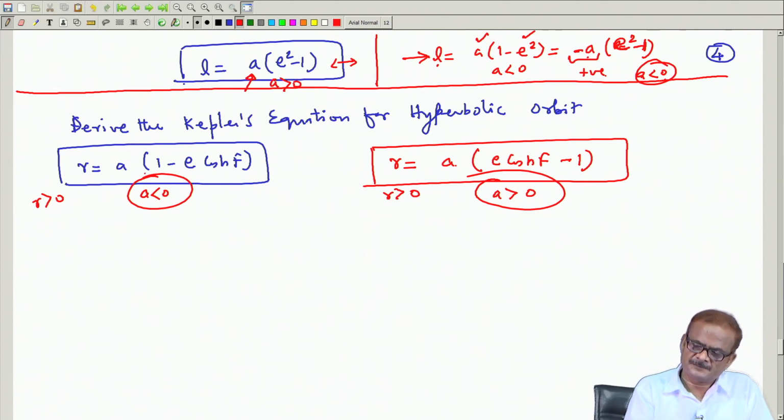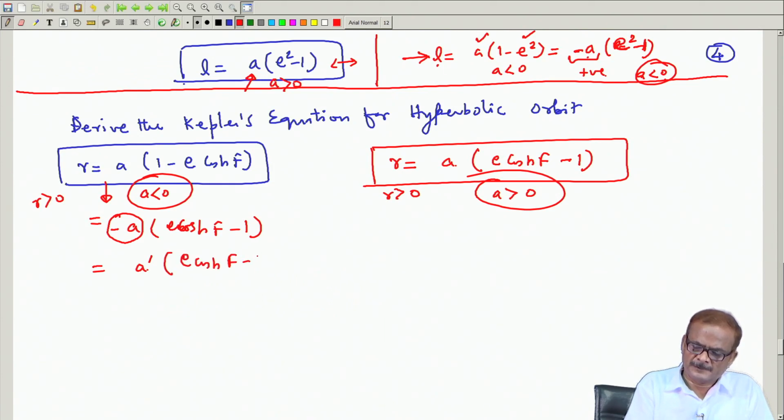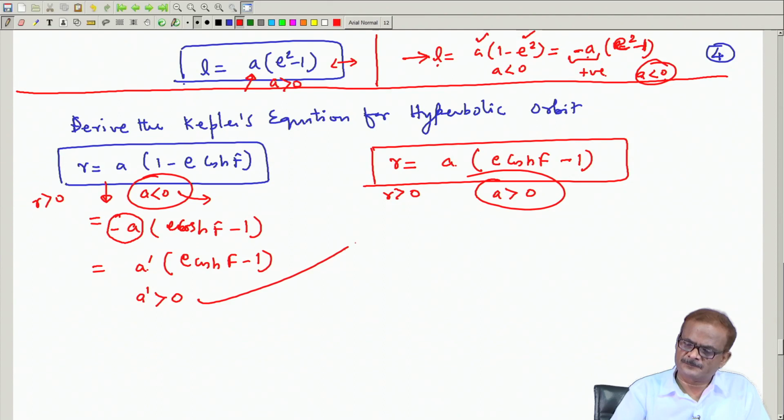As you can see here, if I rewrite this equation as e cos hyperbolic f minus 1, and write this as a prime, then I can write this as greater than 0, assuming here that a is less than 0. So, this gets reduced into this format. You can see that both are the same then.